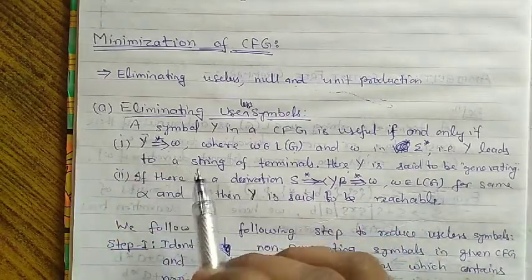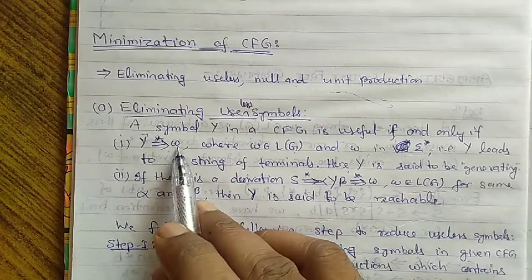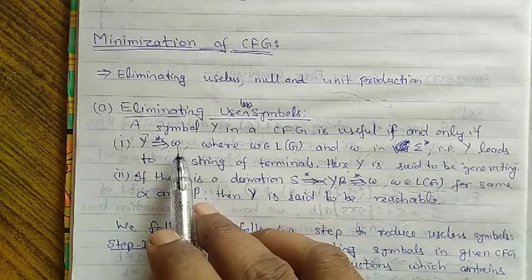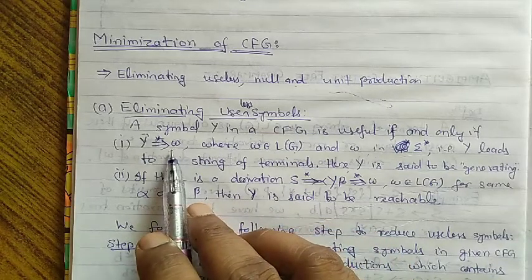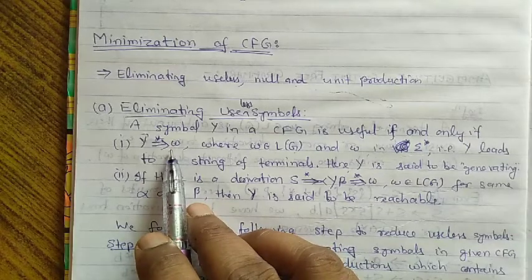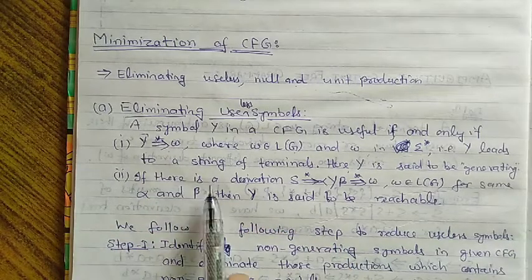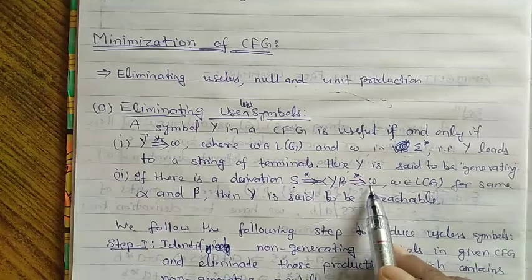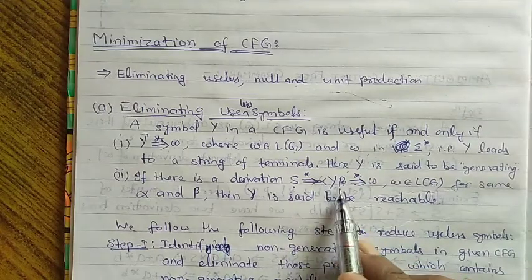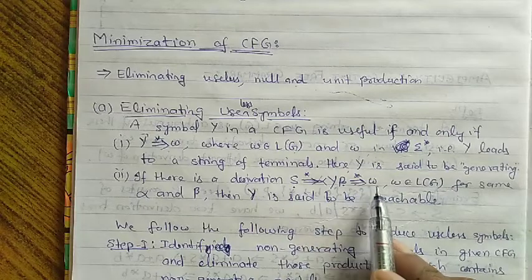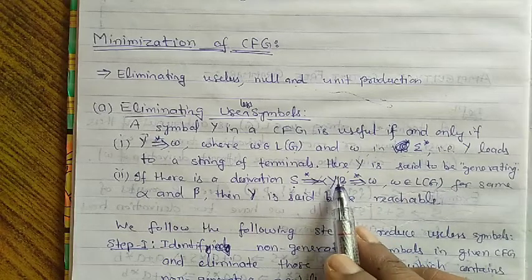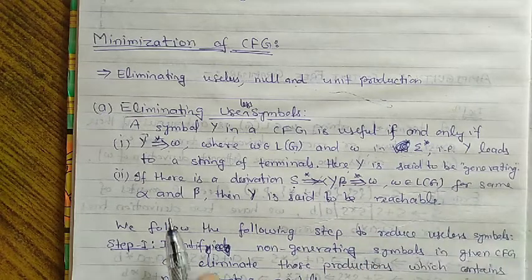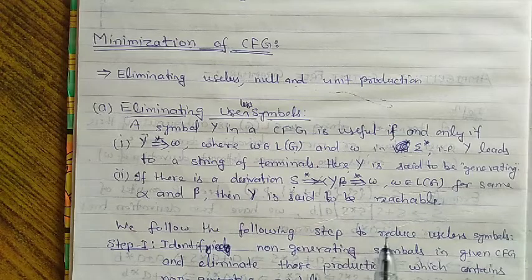Suppose we have used some productions and we find some terminal symbols. By applying some elimination rules, if we find terminal symbols, then that particular symbol is called a generating symbol. Second, if there is a derivation like S gives alpha Y beta, where alpha Y beta is an intermediate production, and when we apply productions to remove Y, we get a string w, where w belongs to L(G), for some alpha and beta, then Y is said to be reachable.